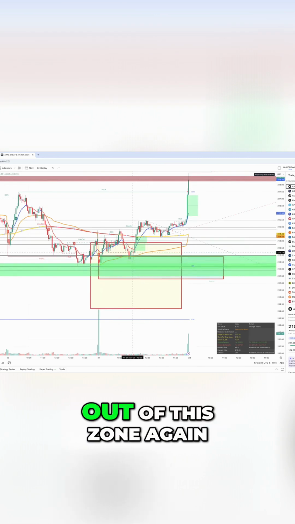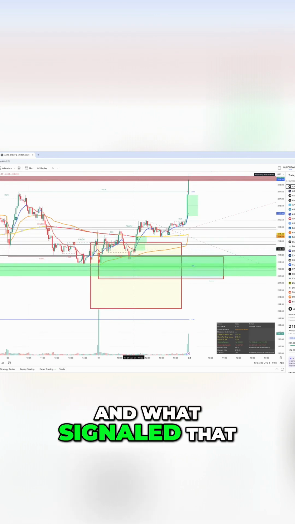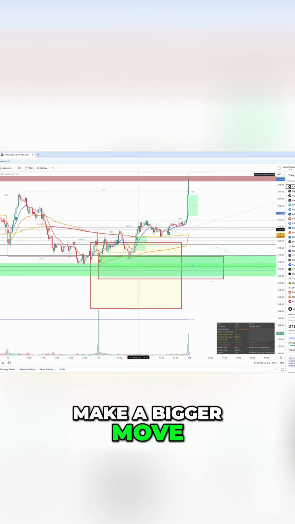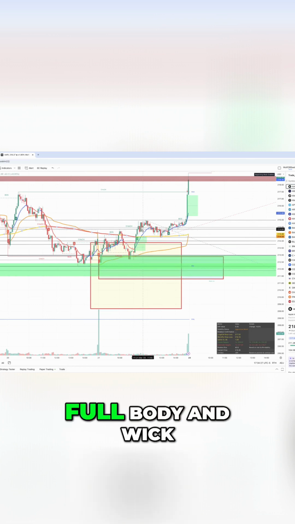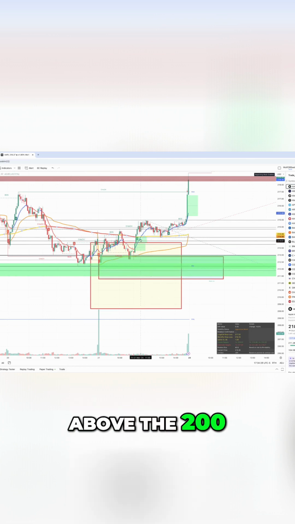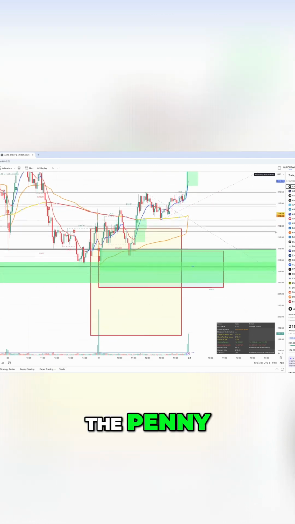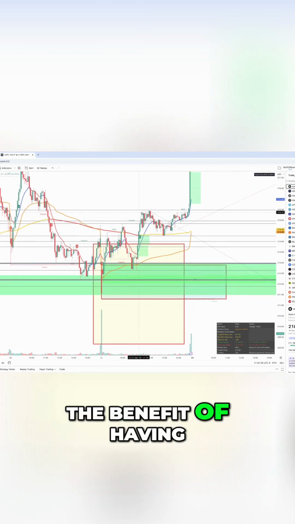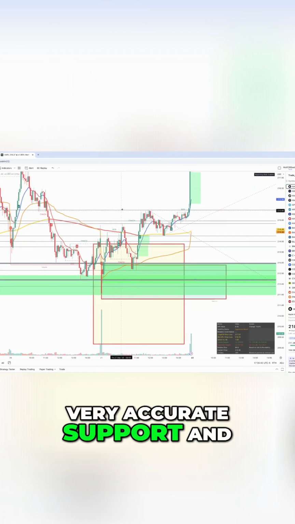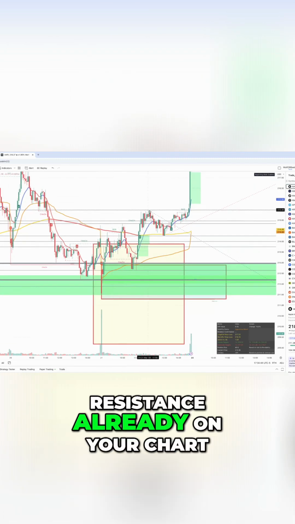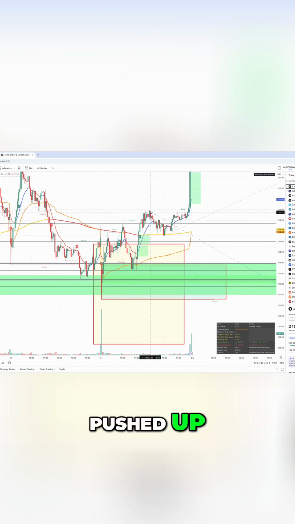So then we pop out of this zone again, and what signaled that we were going to make a bigger move? We got open and closed candles, full body and wick above the 200. Our 12 got above our 200, and so now we push up, hit our target to the penny, which is the benefit of having very accurate support and resistance already on your chart. Pushed up, hit it to the wick, right to the penny, hit our level.